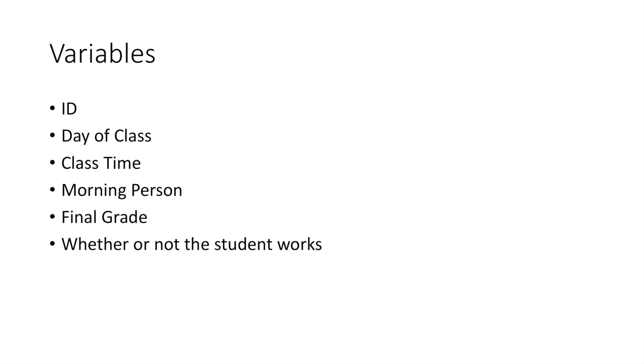And then also, you can either be a morning person or not so much a morning person. The final grade is also a variable. Somebody could have gotten a 43%, someone could have gotten 100%. So again, that can vary between the different participants. And the last variable we're going to look at is whether or not the student works. If they work part-time or full-time, or they don't work at all and they are strictly a full-time student.